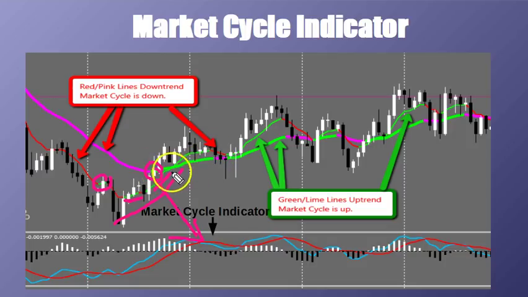uptrend, okay? And you can see there's strength in the market, strength in the uptrend, the momentum is gaining strength, and so now we are in the upcycle phase, okay? So again, price is cycling up, and then price, you see it changes red here from green.